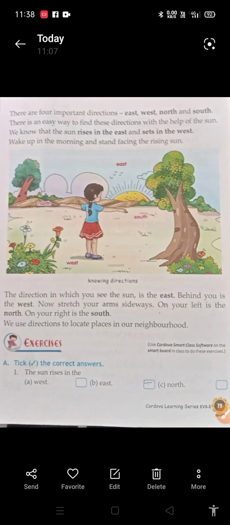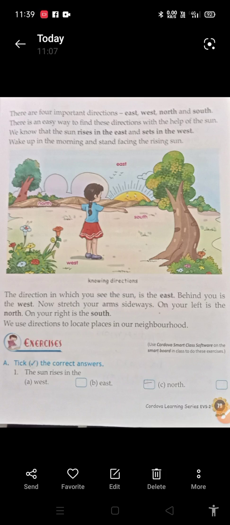Now stretch your arms sideways. On your left is the north, on your right is the south. So this is how we locate the four directions. The direction in which we can see the sun early in the morning is the east direction. To our back is the west. When we open our arms and stretch them, to our left would be north and to our right will be south.